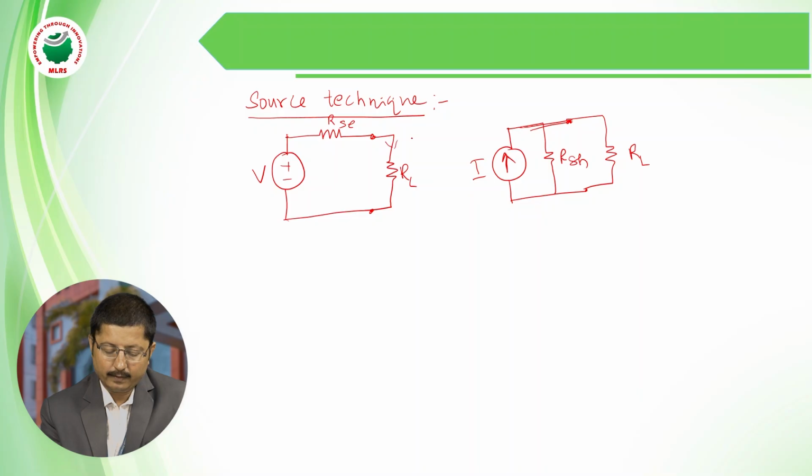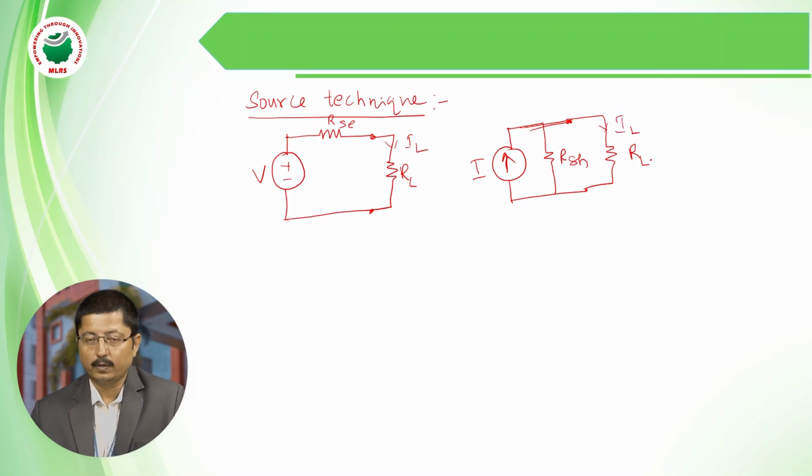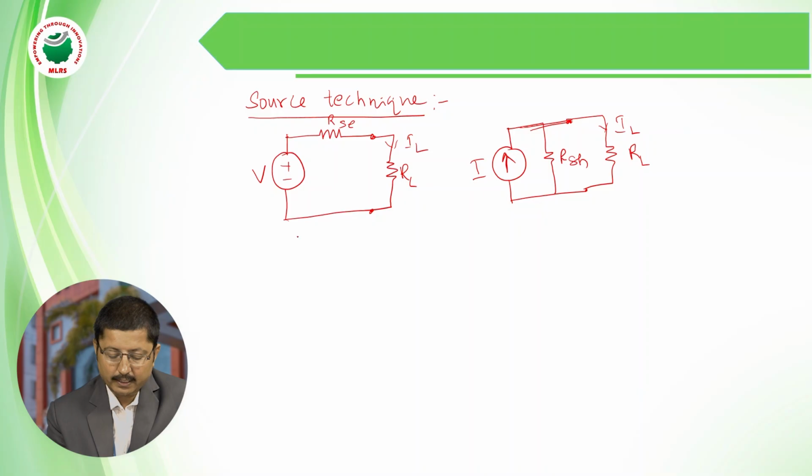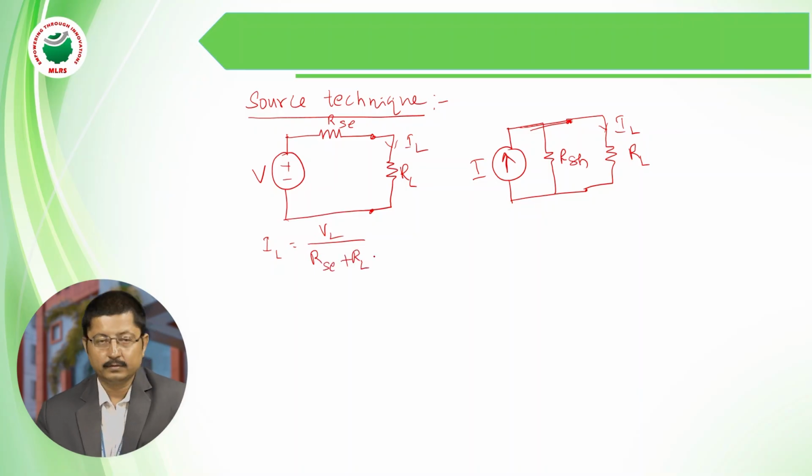Whatever current flows into this branch, the load resistance, with the help of the practical voltage source, the same amount of current flows into the load resistance while we are using the practical current source. So what is the conclusion? First we will see the current flowing into this circuit. The current flowing into the load is I equals V divided by RSC plus RL. Let us take this as equation number 1, from the voltage source.